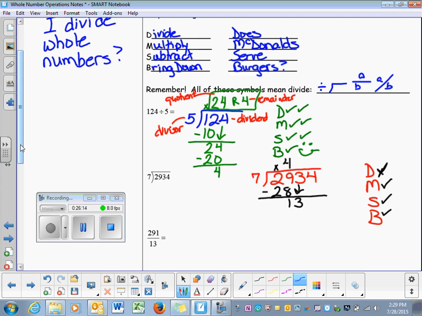7 goes into 13 1 time. That's my division. 1 times 7 is 7, my multiplication. I need to subtract. 13 minus 7 is 6. And I need to bring down the 4. All right, 7 goes into 64 9 times. 9 times 7 is 63. 64 minus 63 is 1, and I have nothing left to bring down. So 419 remainder 1 is my final answer.